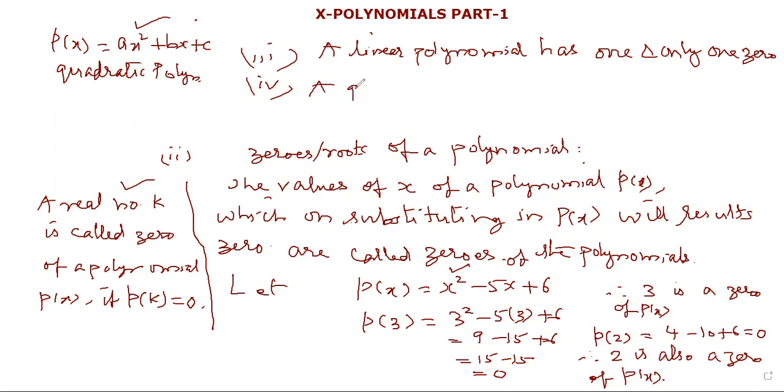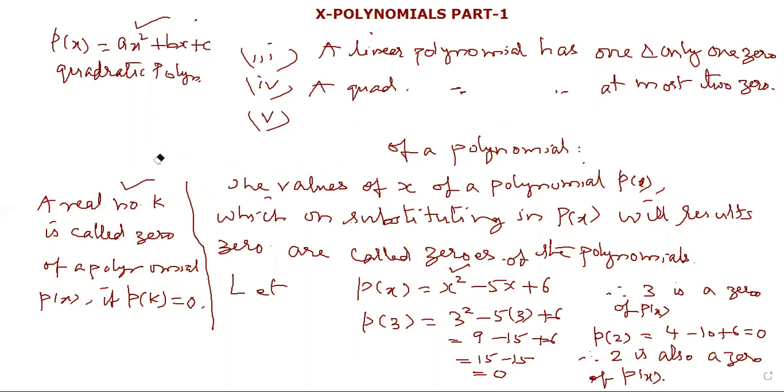A quadratic polynomial has at most 2 zeros. Sometimes it has 1 zero, where both times the same value is repeated. Only one value is satisfied, so it looks like one, but those are repeated roots. If the two roots are repeated, that's why we use the words at most.